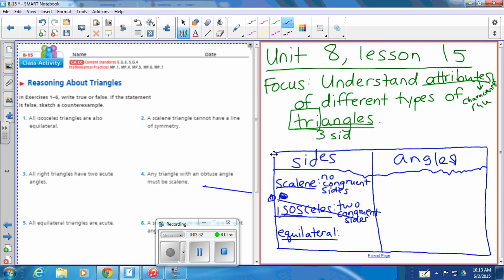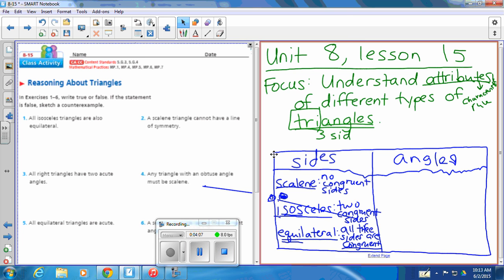And then finally, an equilateral has the word equal in it. A little different spelling there, but equal. And following our pattern, a scalene has none. Isosceles has 2, so what do you think equal is? All 3, good. All 3 sides are congruent. Just to make sure we understand congruent, congruent means that they're the same.